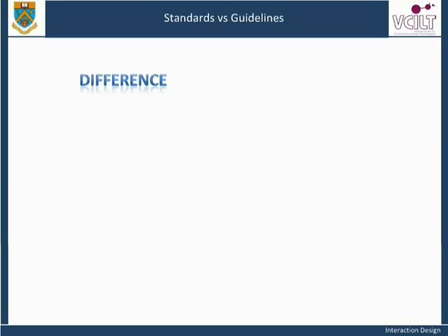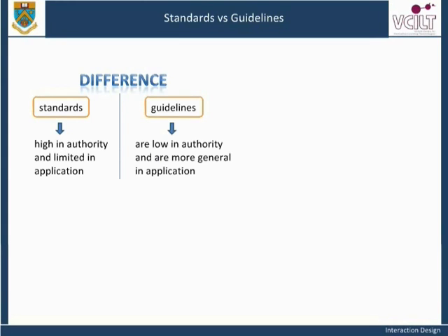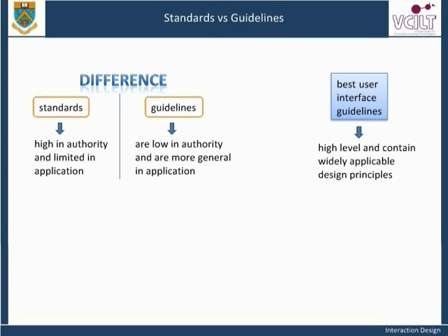The difference between these is that standards are high in authority and limited in application, whereas design guidelines are low in authority and are more general in application. The best user interface guidelines are high-level and contain widely applicable design principles. The designer who intends to apply these principles should know which theoretical evidence supports them and apply the guidelines at an early stage of the design life cycle.